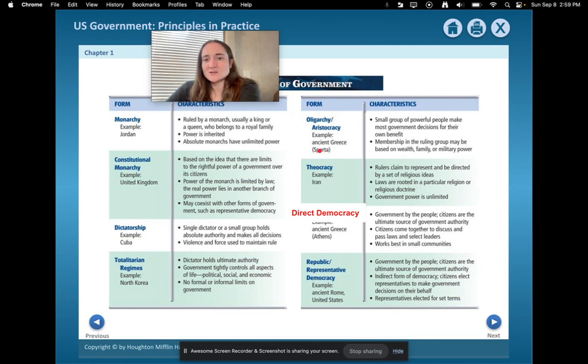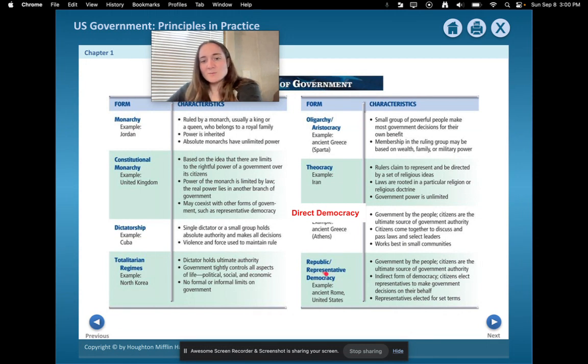There's also the theocracy, where rulers are religious rulers who rule over a government. And then you have direct democracy, which is one of your vocab words. So let's talk about that one. A direct democracy is when a government is by the people. Citizens are the ultimate source of government authority. Citizens come together to discuss and pass laws and select leaders, and this works best in smaller communities.